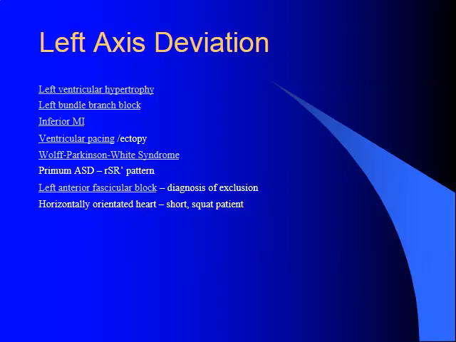Physiological is a normal finding for these patients. So if the axis we determine is from 0 to -30, this is a physiological left axis. It's a normal finding for them. Anything beyond -30, so from -30 to -90, is a pathological left axis, and generally there's some sort of pathology associated with it.